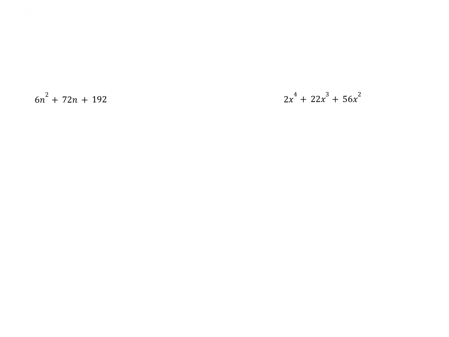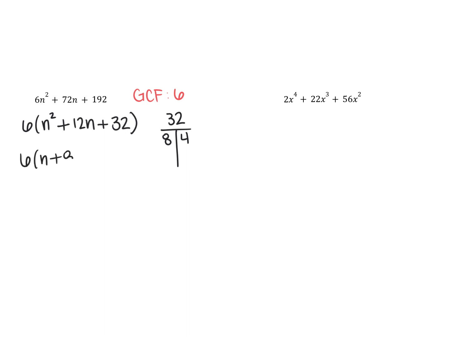Next, we have 6n squared plus 72n plus 192. Again, our GCF here is going to be 6. So I have n squared plus 12n plus 32. I'm looking for numbers that multiply to 32 but add to 12. That's going to be 8 and 4. So I have 6 times (n plus 8)(n plus 4).